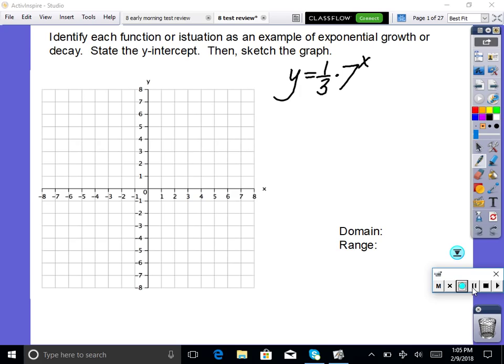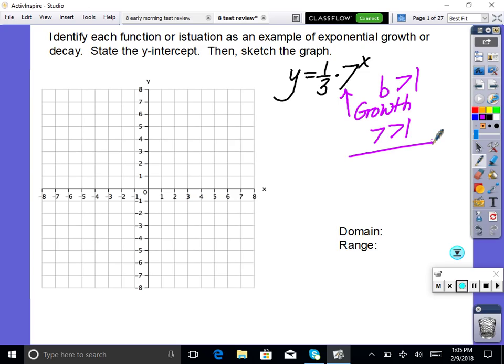Okay. So it says identify each function as growth or decay, state the y-intercept, and then sketch the graph. So first of all, the first thing we should be saying is this is an exponential growth factor. So our b value is larger than 1, so it's growth. 7 is greater than 1, so it's growth.